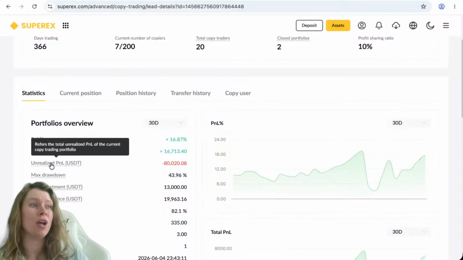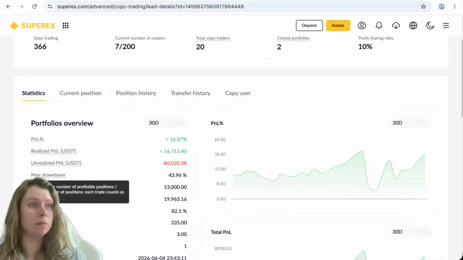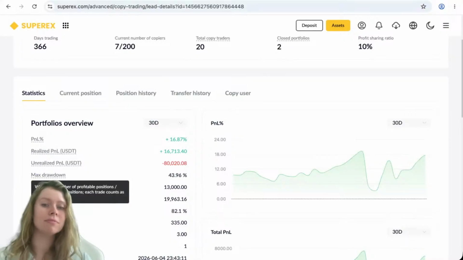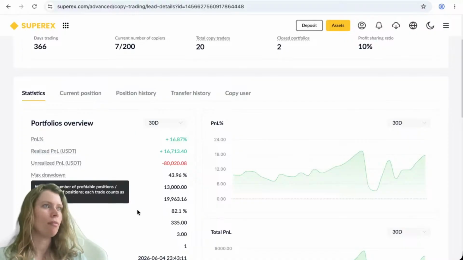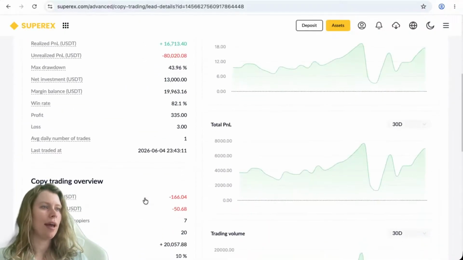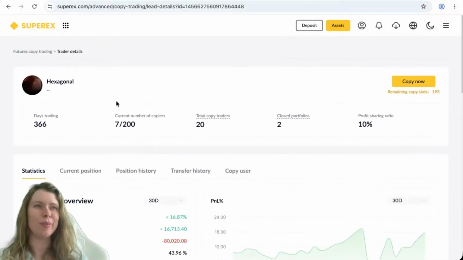Unrealized refers to the total unrealized P&L of the current copy trading portfolio. His win rate, 82%. That is something that I would be looking at. So far, you are someone that I would have more interest in following, but still not 100%.